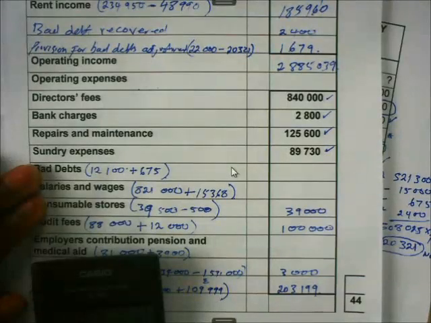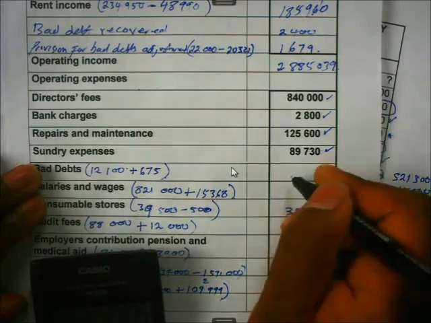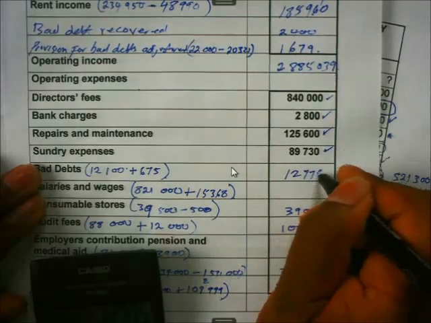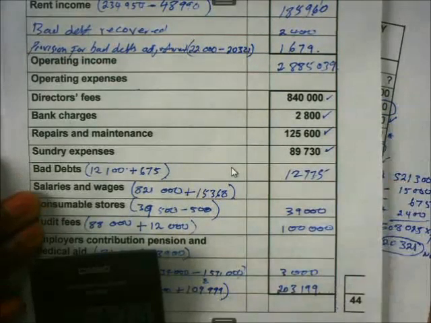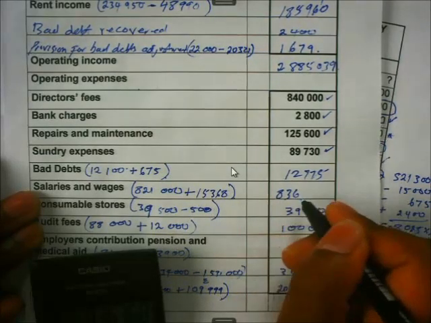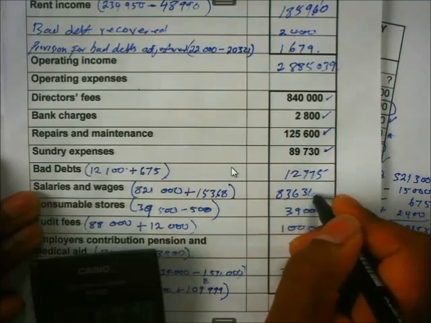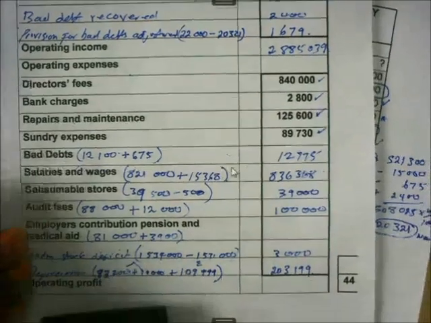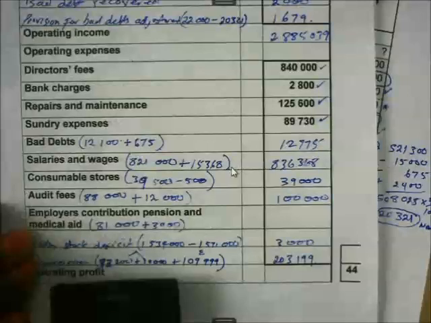Now, for bad debts, you get the amounts for all the individual items. Bad debts, it will be 12,100 plus 675 gives you 12,775. Salaries will be 821,000 plus 15,368. It gives you 836,368. Employer's contribution is 81,000 plus 3,900. It gives you 84,900.